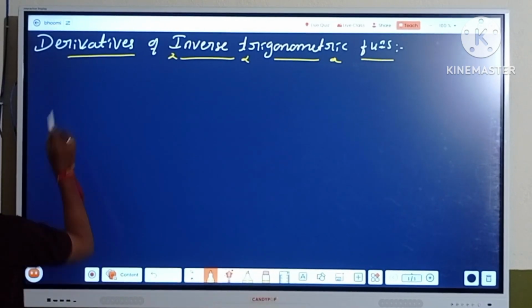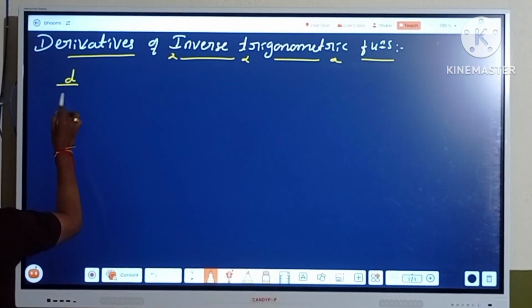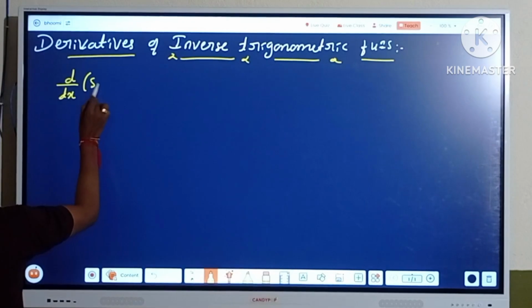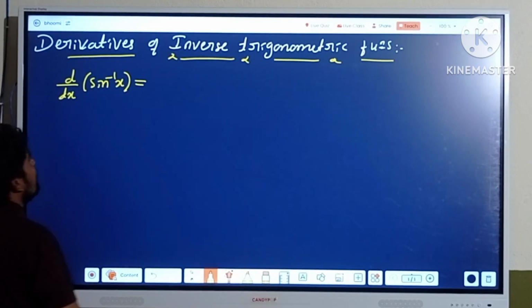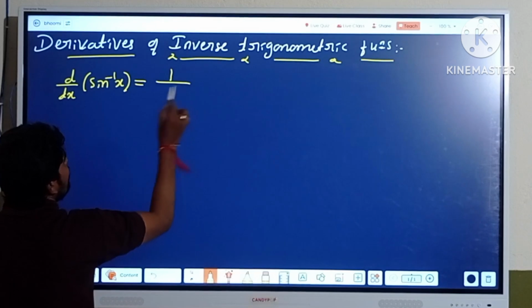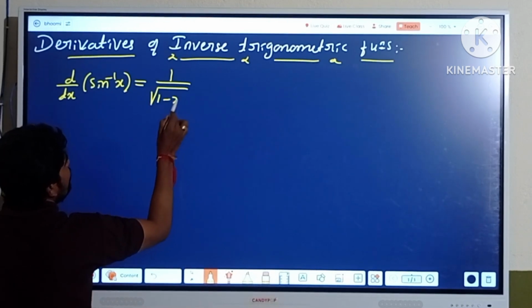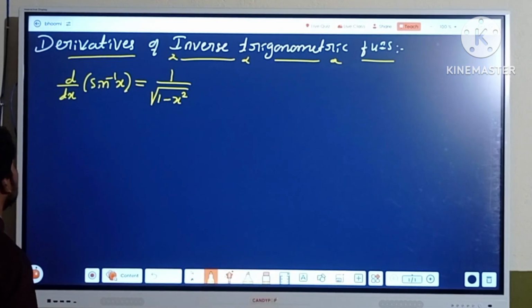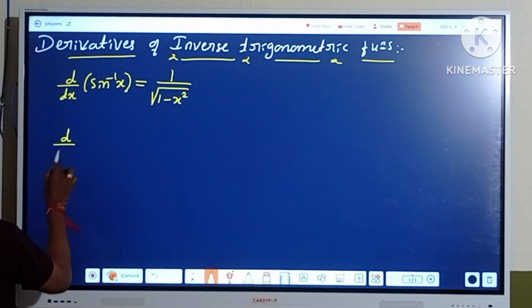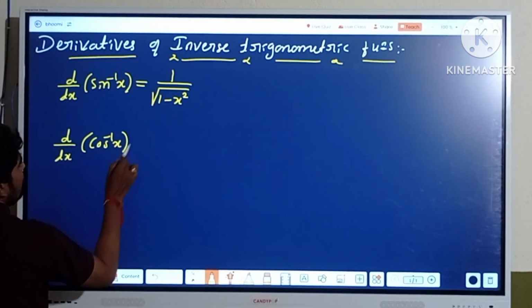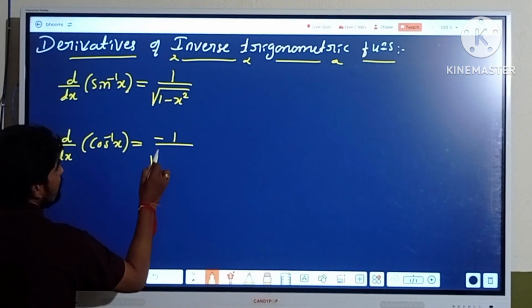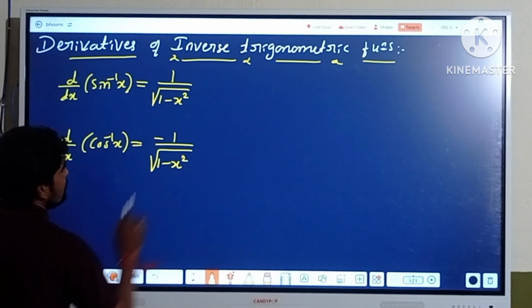So, the first one is the derivative of sine inverse x. The formula for the derivative of sine inverse x is 1 divided by square root of 1 minus x square. And then the derivative of cos inverse x equals minus 1 divided by square root of 1 minus x square.